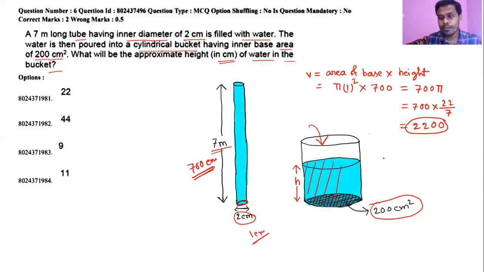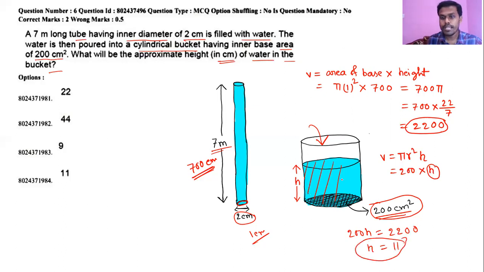We know that the volume V is equal to pi r square h. h is our height, and pi r square is given as 200 centimeter square. So this will be 200 into h, and we have to find out h. So 200 h equals 2200, so h is equal to 11. This is the height of water in this bucket. In option D, 11 is given, so option D will be correct.